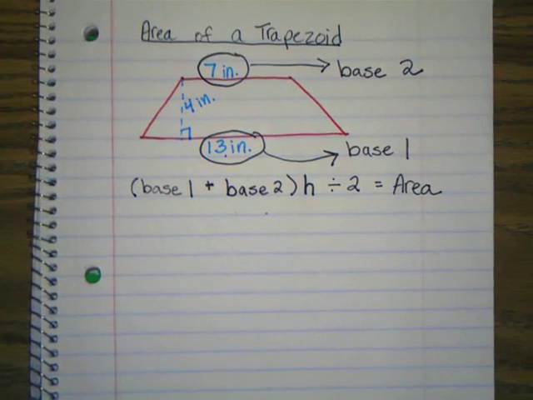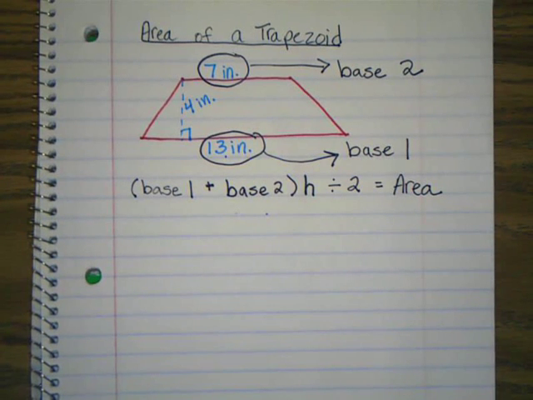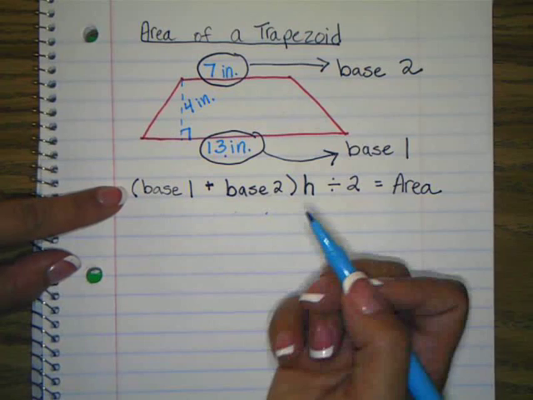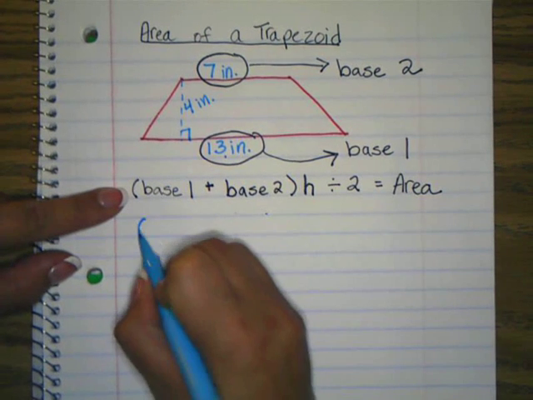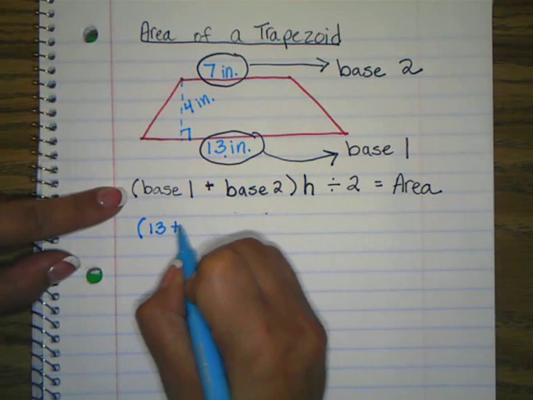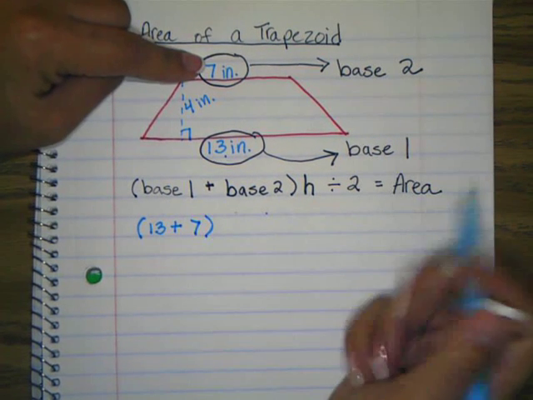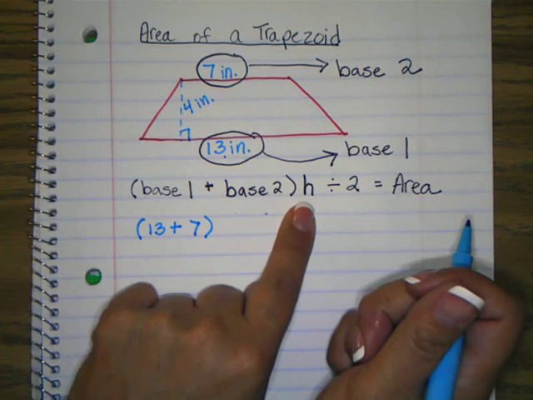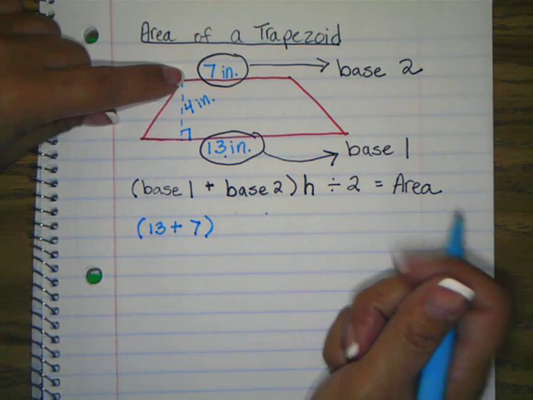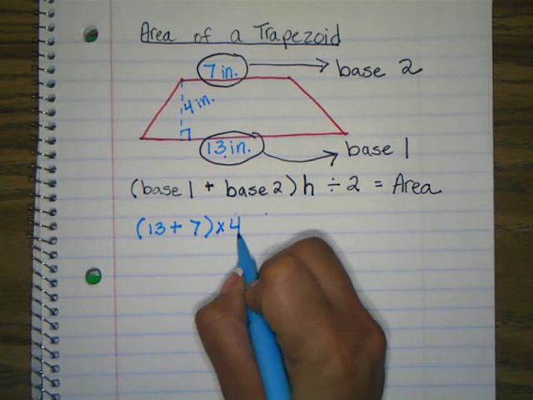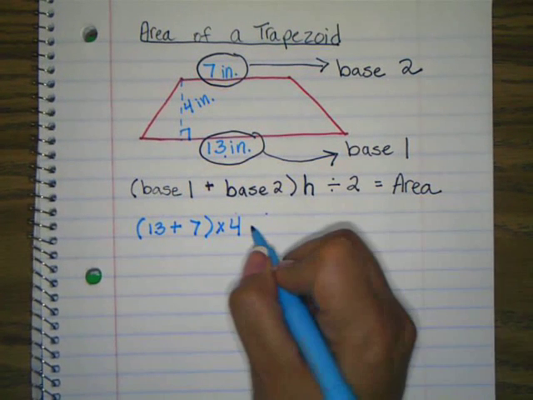Okay, so I will show you right now actually. So I'm going to take my dimensions. So base 1 is 13 plus base 2 is 7 times the height, they gave it to us, is 4. And you can give yourself a little reminder that it's times, and then divided by 2.